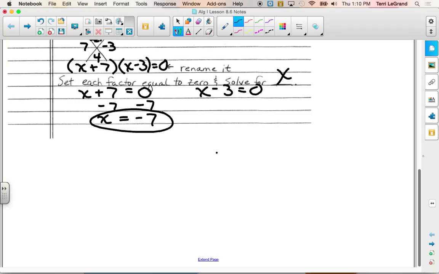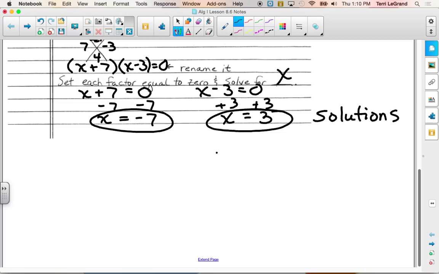0. Okay, but then we got the other factor that has an x also, and we say, okay, what would make that factor equal 0? It is 3. So when x equals 3, that's also a possibility, because 3 take away 3 is 0, and 3 plus 7 is 10, and 0 times 10 is still 0. So both of these are our solutions. We have two real solutions.